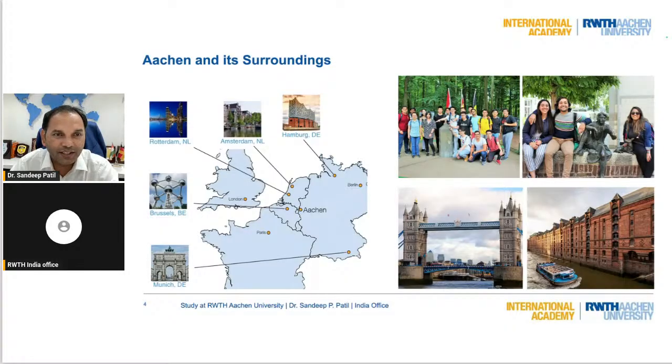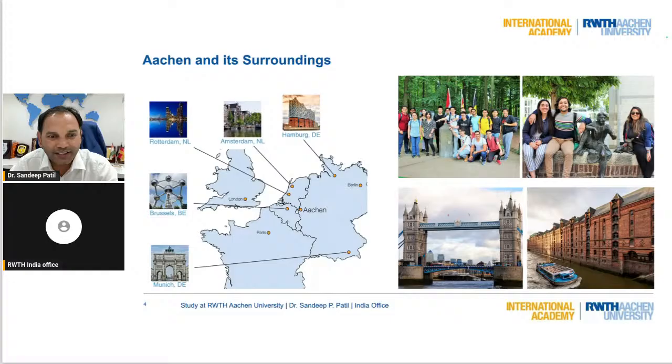So this is how Aachen city is pretty close to the other countries. Even though if you look at Germany, it's always closed on Sunday. So Sunday, no shopping, no other activities. But if you go to neighboring countries, you can do shopping. All the shops and stores are open, so you can enjoy shopping in neighboring countries.